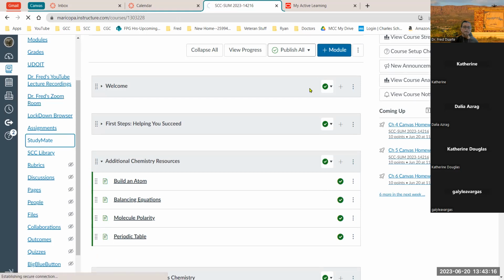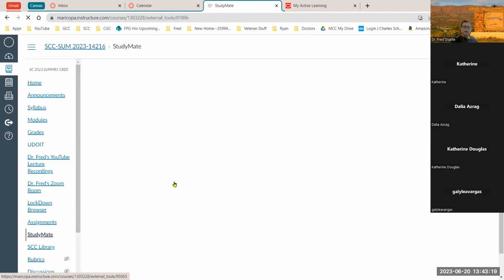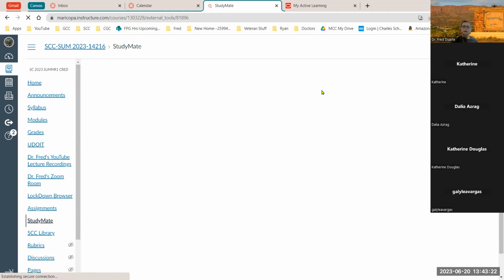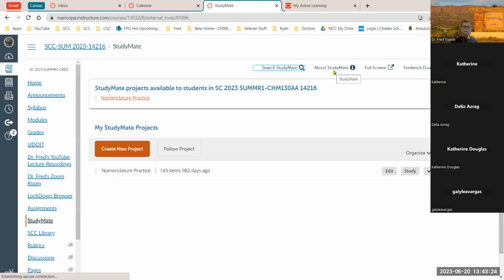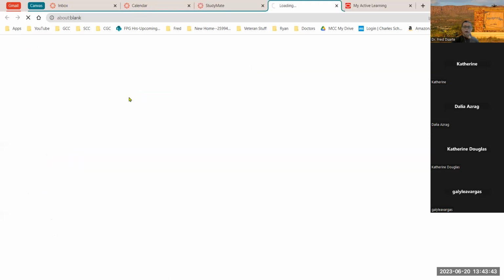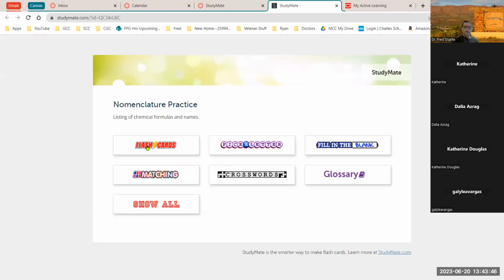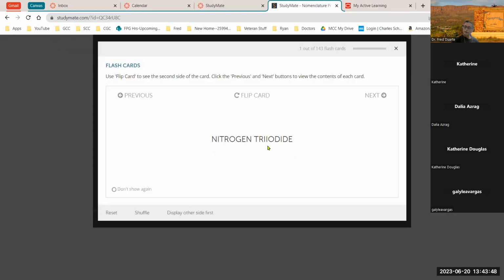In Canvas itself, there is a StudyMate icon. Now I finally got it. Here it goes, okay? And there is a nomenclature practice. This is a program built into StudyMate that you can utilize not only for this class, but for your other classes too, because you can make projects here for yourself. And what I've done is I uploaded, I forget, about 143 flashcards of formulas and names to help you.